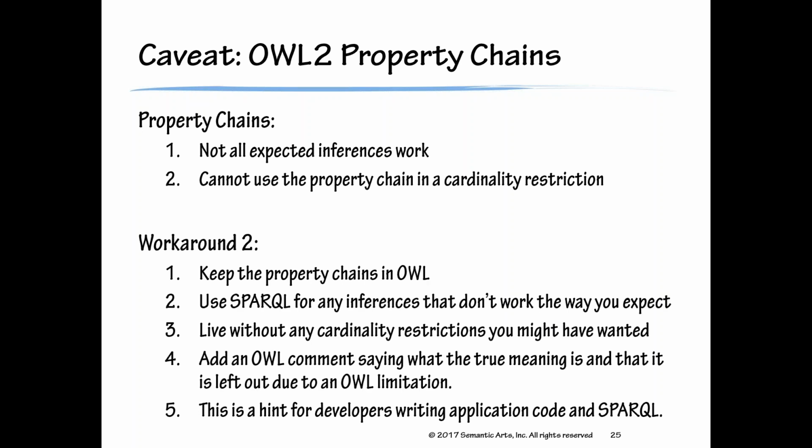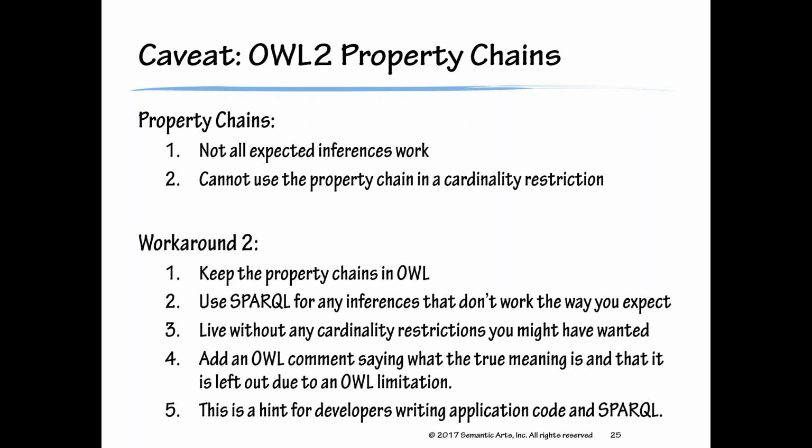The other thing you can do is you say, well, I like property chains and I want to use them, and so you use them in OWL. But as I said, you don't get all the inferences you need, so then you figure out which ones work and which ones don't by experimentation. And the ones that don't work the way you want, you can use SPARQL to get that to happen. But with this approach, you have to not use the cardinality restriction.